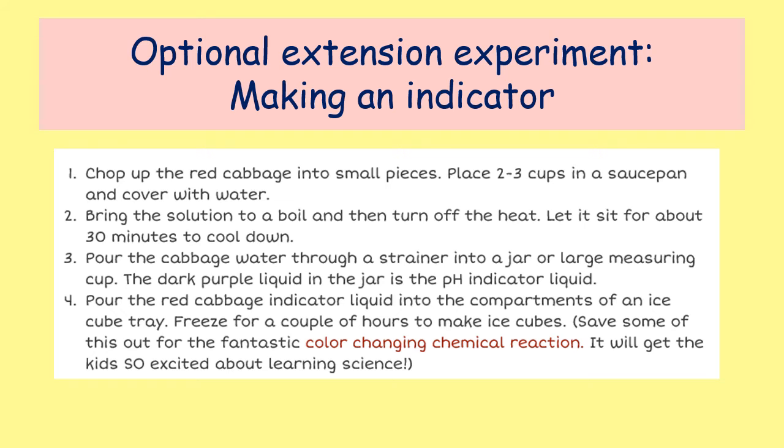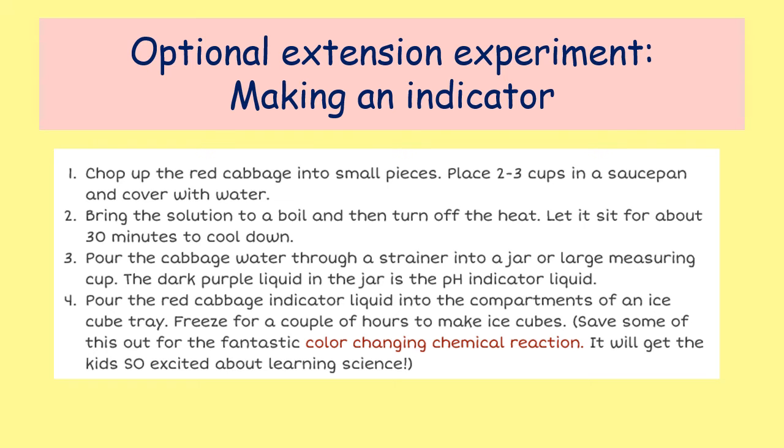So what you need to do is you need a red cabbage and you cut it up into bits. You don't need to use a lot of the cabbage, but all you do is you put some red cabbage leaves into a saucepan with water and boil it. And then you leave it to cool. You filter out the cabbage and you should have a purple solution.